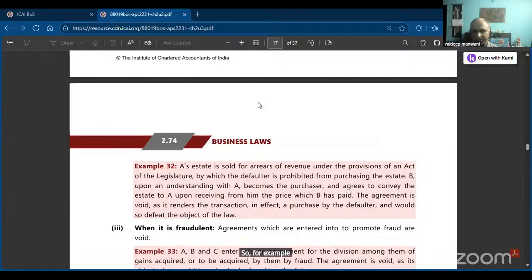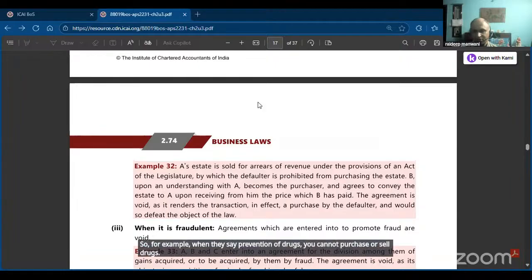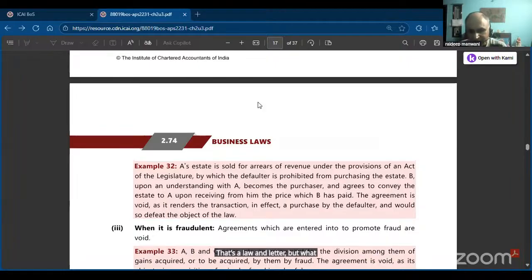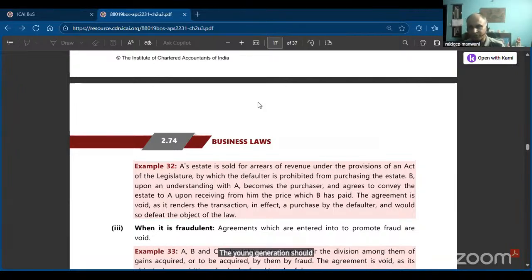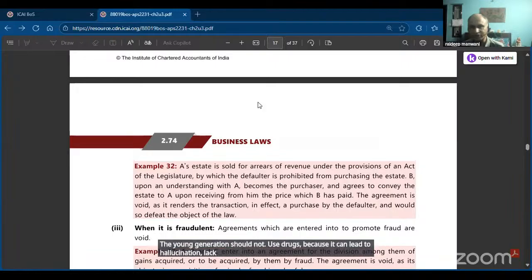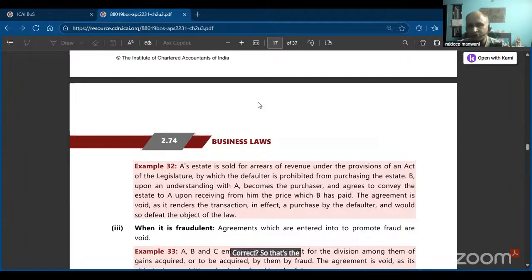So, for example, when they say prevention of drugs, you cannot purchase or sell drugs. That's the law in letter. But what is the intention behind that? The intention is that the young generation should not use drugs because it can lead to hallucination, lack of productivity, addiction. Correct? So that's the spirit of the law. The intention behind writing a law is called the spirit of the law.